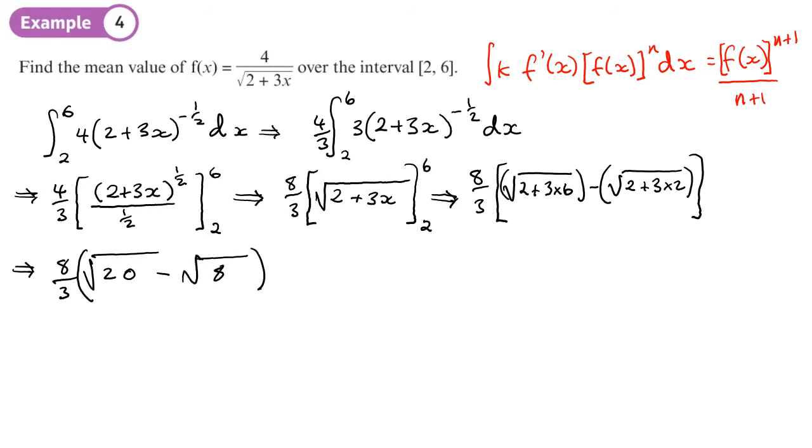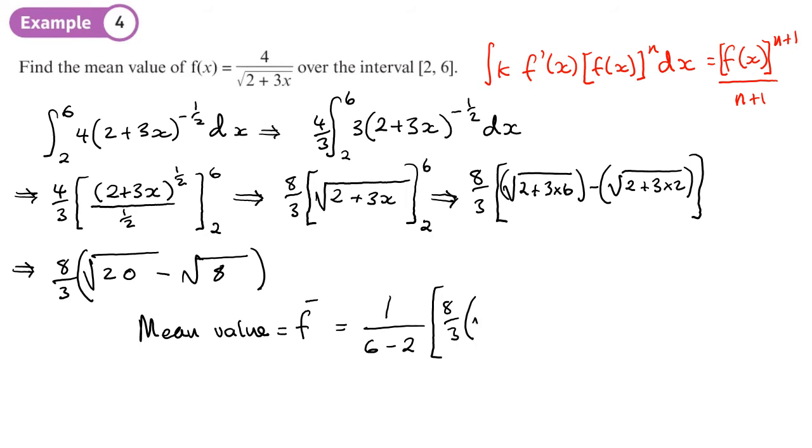So now we do the mean value of the function, which is this f bar. It's going to be equal to 1 over the width, so 1 over 6 minus 2, basically a quarter of what we've just worked out here, 8 over 3 root 20 minus root 8, and we just simplify it. You can probably do that on a calculator to see what we get.